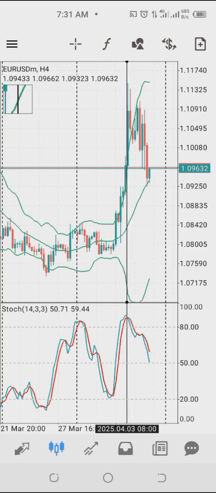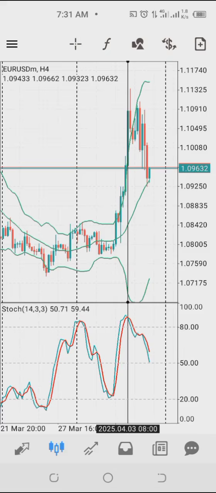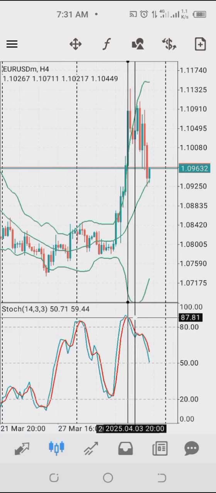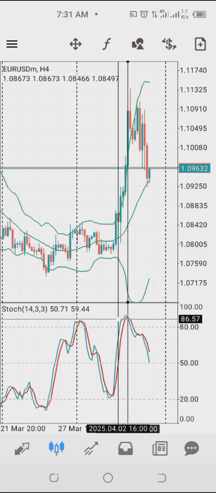Okay, like in this case you can see on the H4 time frame the price is out of the upper band. Then what do I do? Okay, so the price must move out of the upper band, and also your stochastic oscillator must also be above level 80. Okay, very important, must also be above level 80.